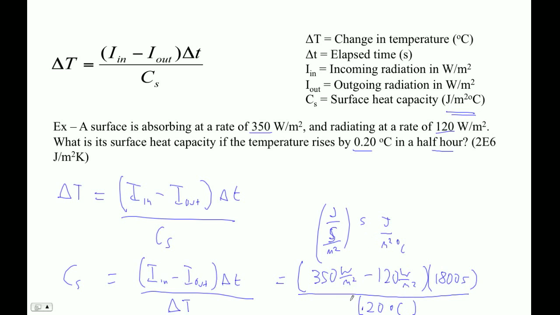Okay, so let's just do the math here. Turn the calculator on. Parentheses 350 minus 120, right parenthesis, times 1800 divided by 0.2. And I get 207 and then 4 zeros. So let's see, 1, 2, 3, 4, 5, 6. All right, joules per square meter Kelvin. I would say degrees Celsius. I don't think that's right. But anyway, I think maybe in their textbook they say kelvins, but I don't think that's right.